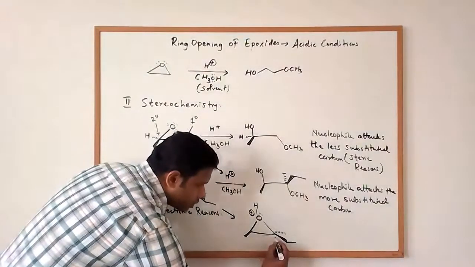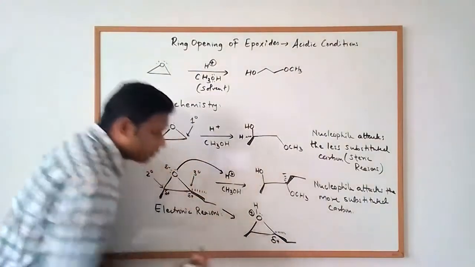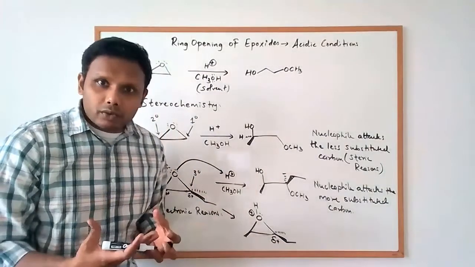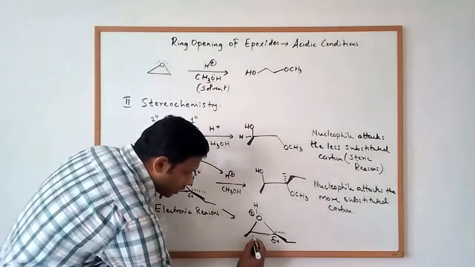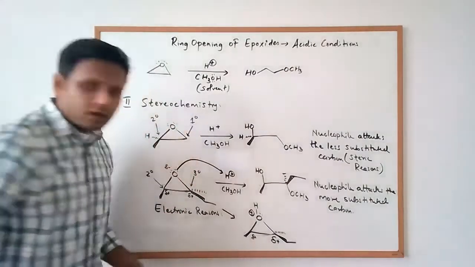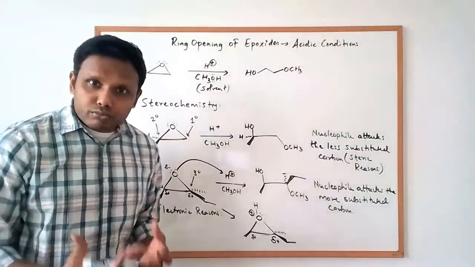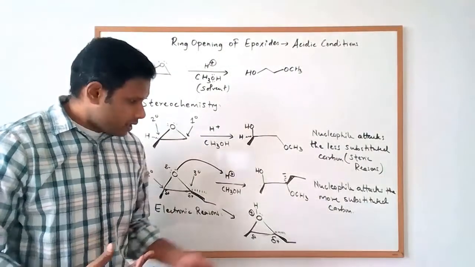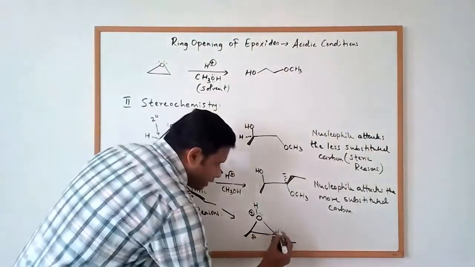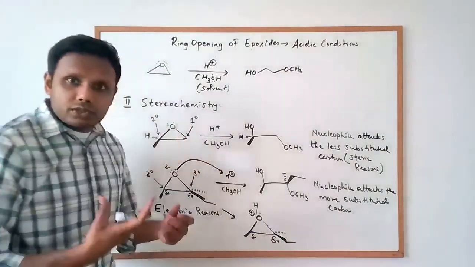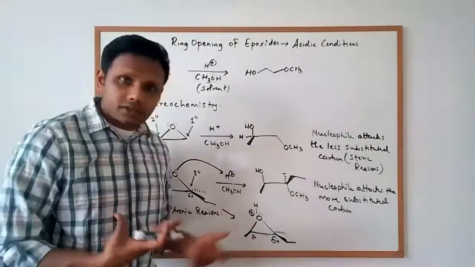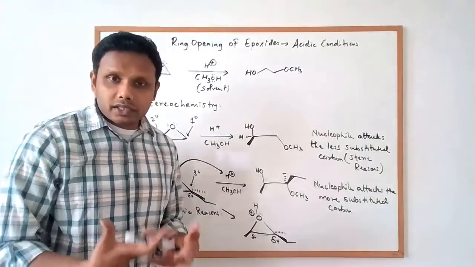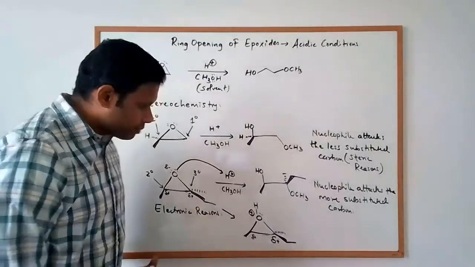So the more substituted carbon is going to have a more pronounced partial positive nature to it, whereas the secondary carbon, which is the less substituted carbon, is going to have a smaller partial positive nature to it. That's because this is a tertiary carbon, so it can stabilize that partial positive or positive character better. Okay, it can stabilize that positive charge better.